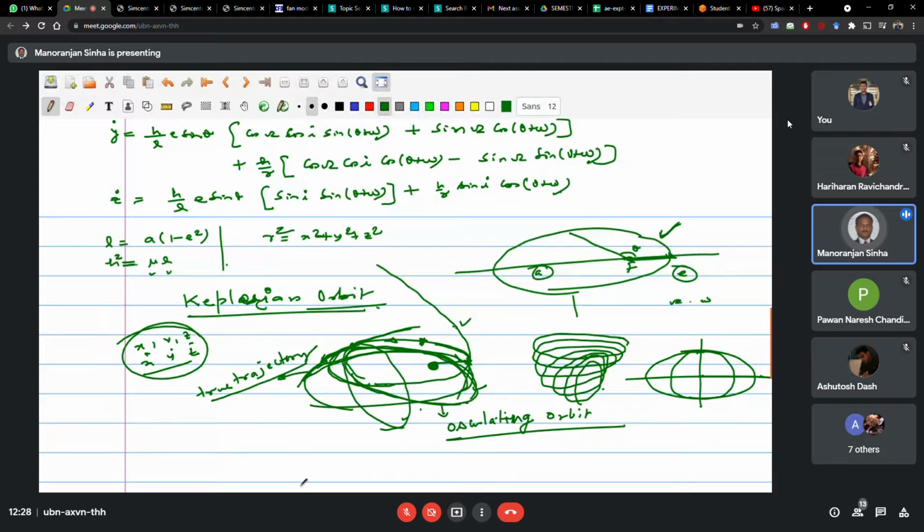It's drawn like the Keplerian orbit, but it's not a Keplerian orbit. Because in the Keplerian orbit, all the parameters remain constant except the theta value, while the osculating orbit is valid only at a particular instant of time. Thereafter, it does not exist. Thereafter, a new osculating orbit will get generated.